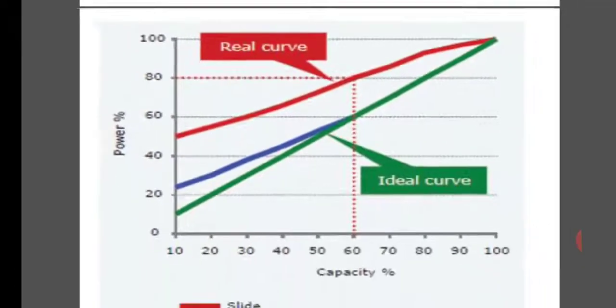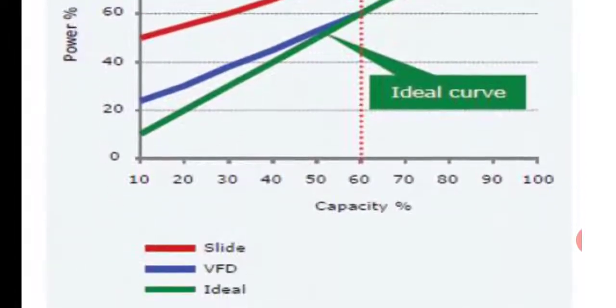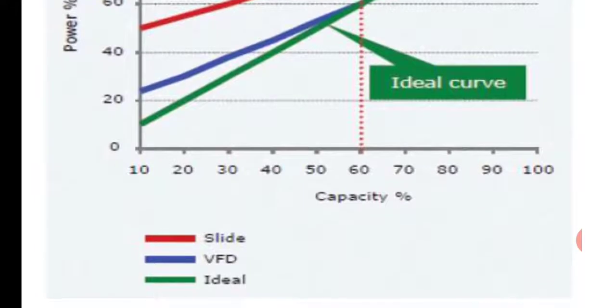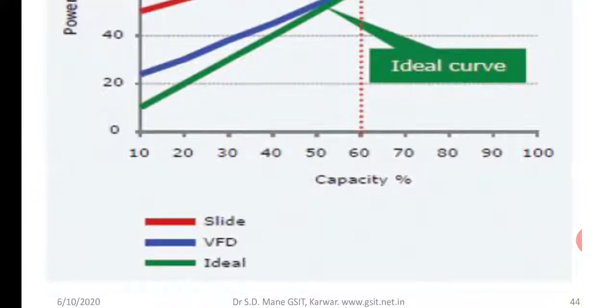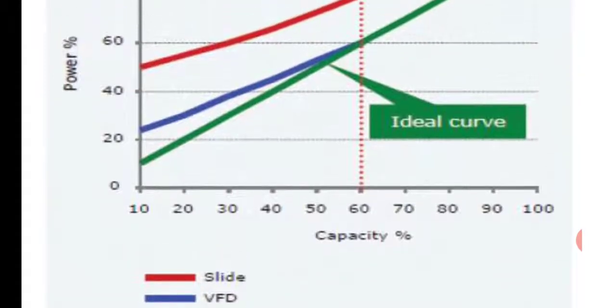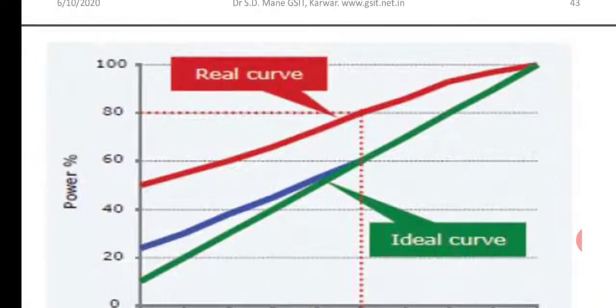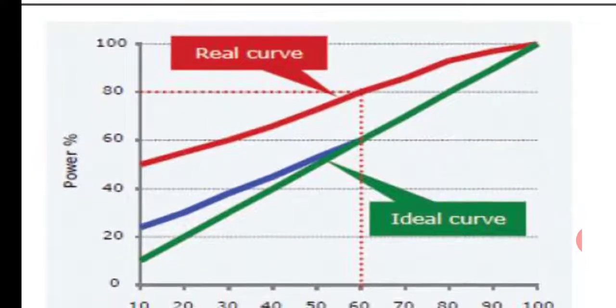And I'd like to touch upon VFD, variable frequency drive. As an engineer you should understand this. The x-axis represents the capacity percentage loading, where the red line is the real curve and the blue line is the VFD. If you install a VFD, that is a variable frequency drive, also called a VSD, variable speed drive. The right side is the power percentage.